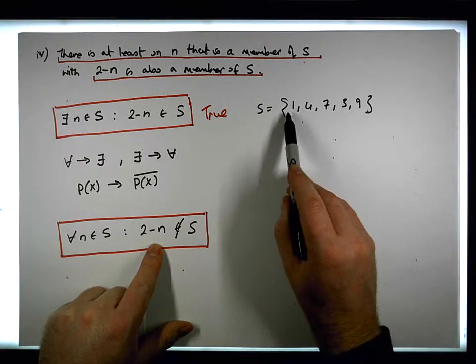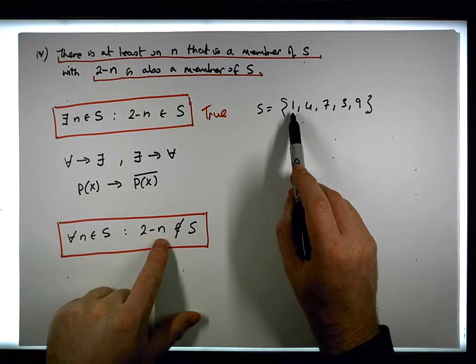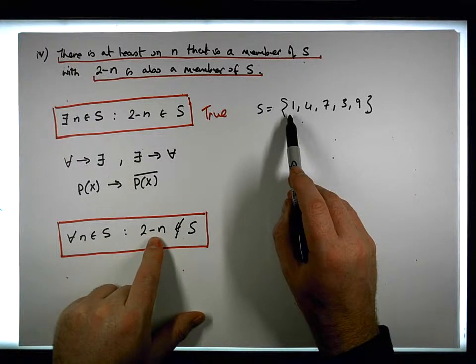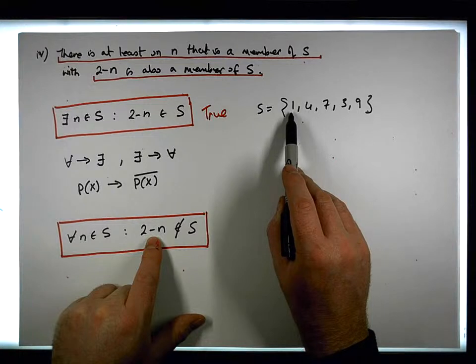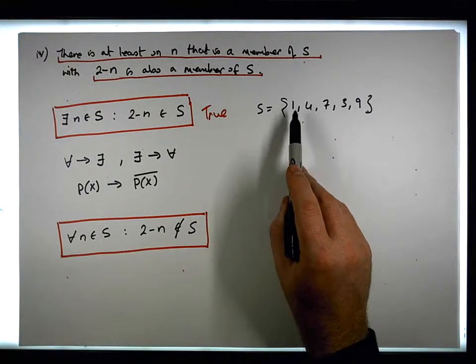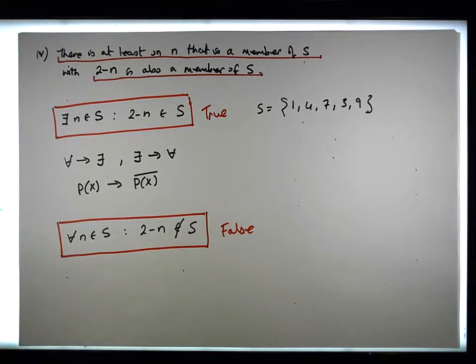But hang on a moment. It says for them all. And we see that 2 minus 1 gives us 1, and 1 is an element of S, so this statement is actually false under that situation. It says for them all, and we found an example where it's not true, so this is now false.